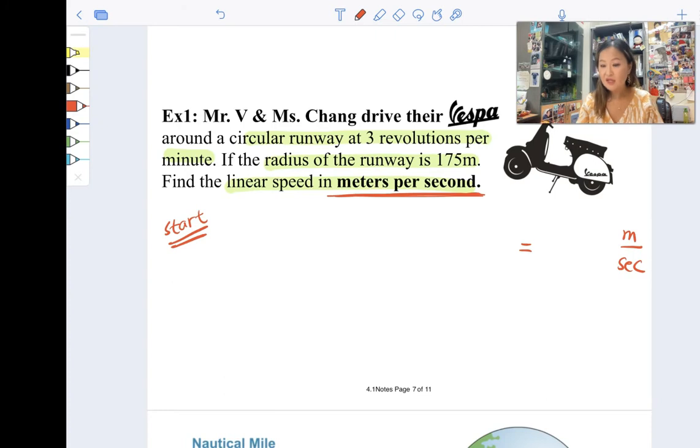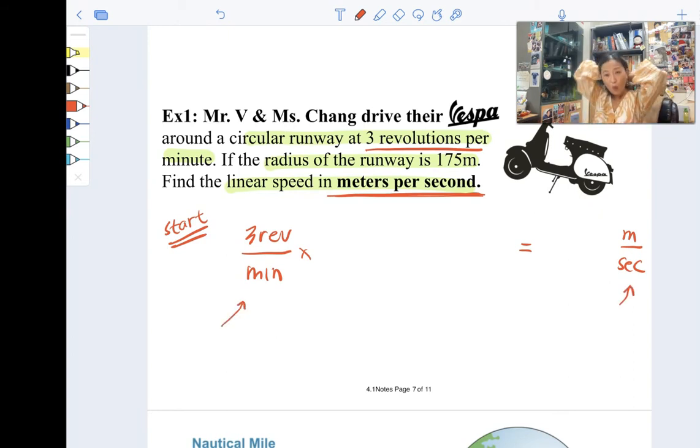Let's see what else was given. We're given 3 revolutions per minute. So I'm going to start there too. 3 revolutions per minute. Our goal, as you guys maybe have taken chemistry, is to cross out everything so we get to meters per second with revolutions per minute. You're like, what the heck? How is that going to be possible? It is. Watch this, okay? So let's start easy. I don't want minutes. I want seconds, so I go here.